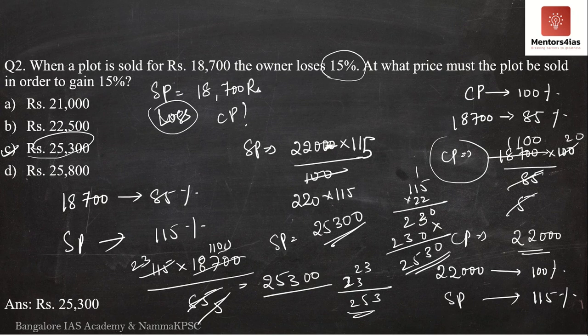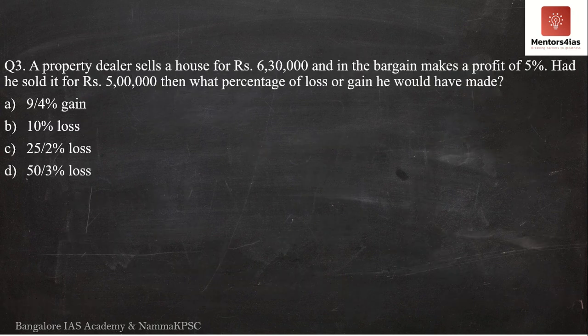Now let us move on to the next question, question number 3. Question number 3 says a property dealer sells a house for rupees 6,30,000 and in the bargain makes a profit of 5%. Had he sold it for rupees 5 lakhs, then what percentage of loss or gain would he have made?